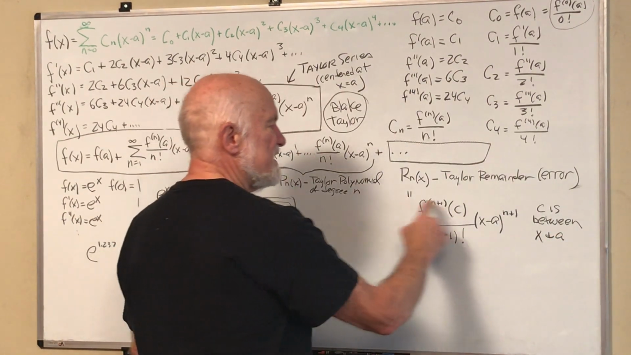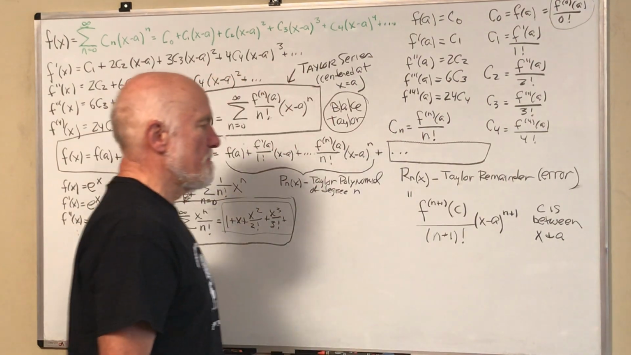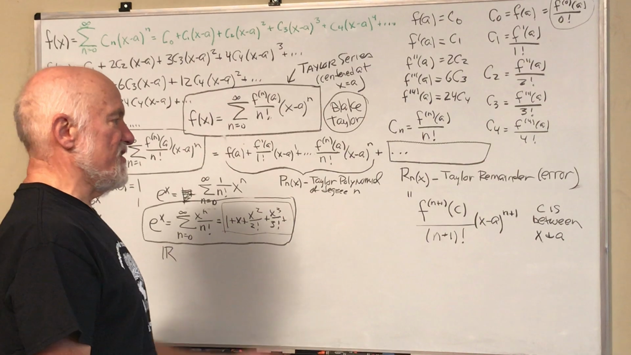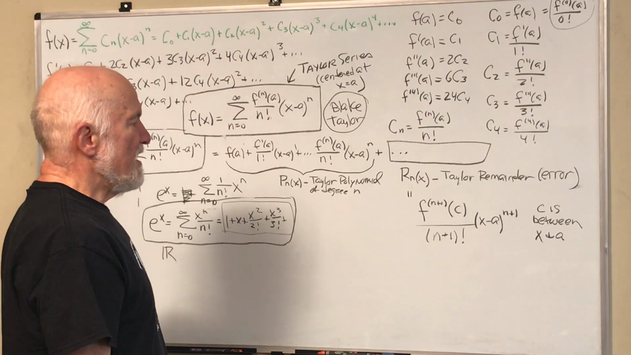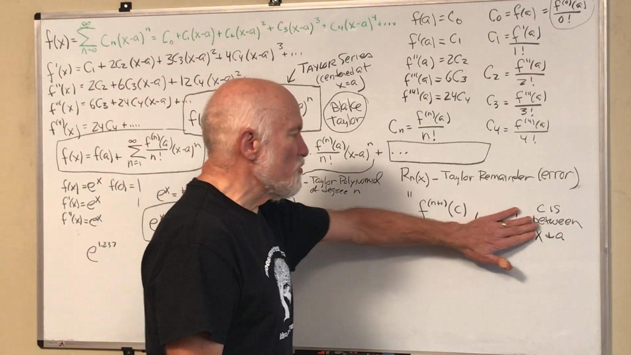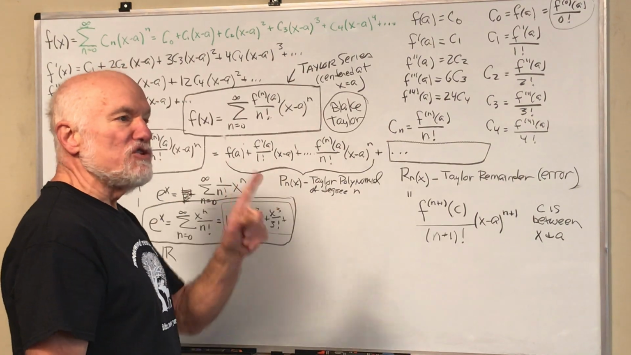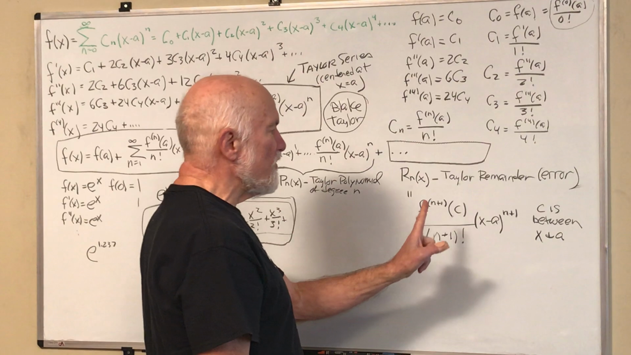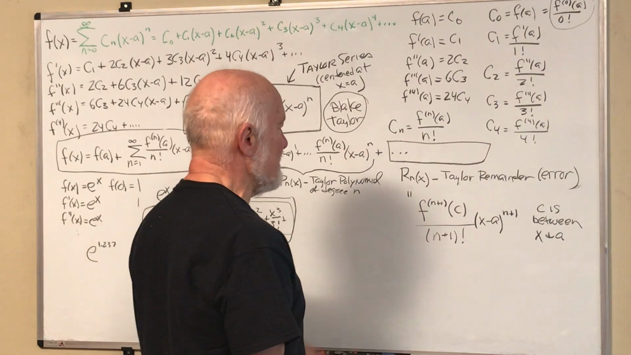So this is the Taylor remainder. The trouble is we never really quite know what c is. Now I'm not going to prove this. This is a really complicated proof, but I do want to show you where the c comes from. So I'm going to prove it just for the simplest case.